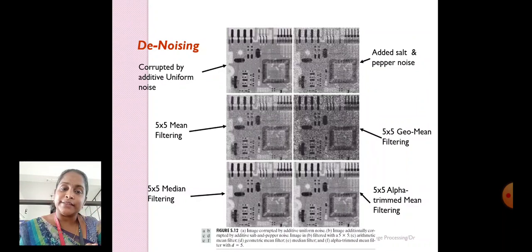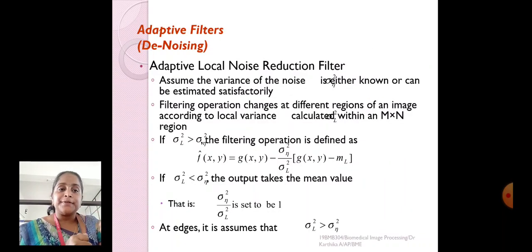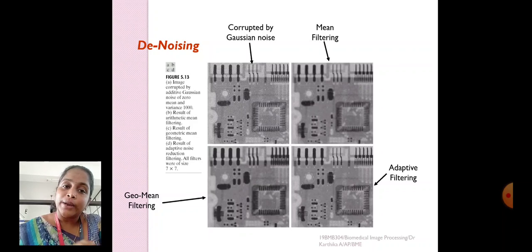In denoising, we have an example corrupted by additive uniform noise, and added salt and pepper noise, and 5 cross 5 mean filtering, 5 cross 5 median filtering, 5 cross 5 geometric mean filtering, and 5 cross 5 alpha-trimmed mean filtering. Also, we have an example of adaptive local noise reduction filtering. Here in this filtering operation, it changes at different regions of an image according to the local variance calculated within an M cross N region. Here we have an example for geometric mean filtering, adaptive filtering, corrupted by Gaussian noise, and mean filtering.